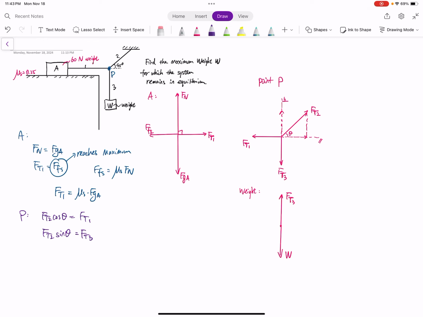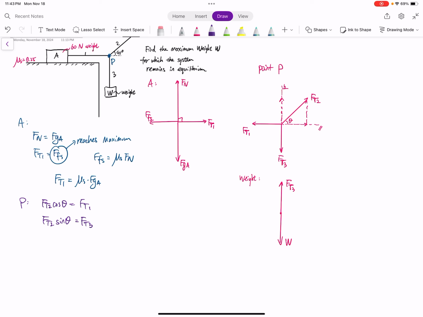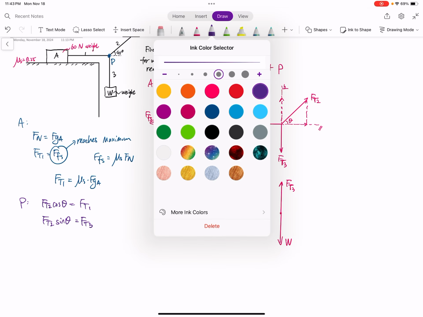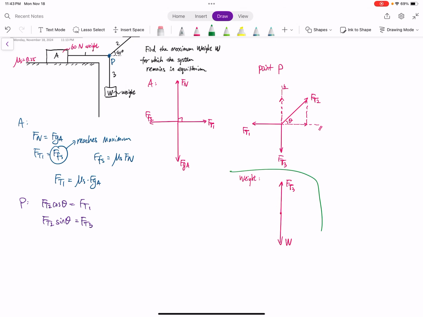Let's just leave it here because the point P tells you only the relationship between the 3 tensions, and then we can move on to the easiest one, which is the weight block. The weight block has only 2 forces, and it's in balance, so Ft3 equal to W, and it doesn't really need too much explanation.